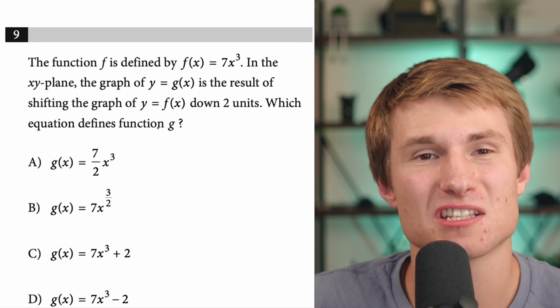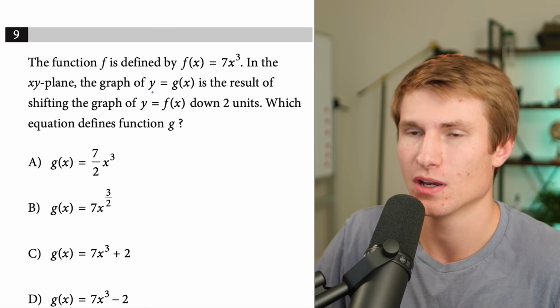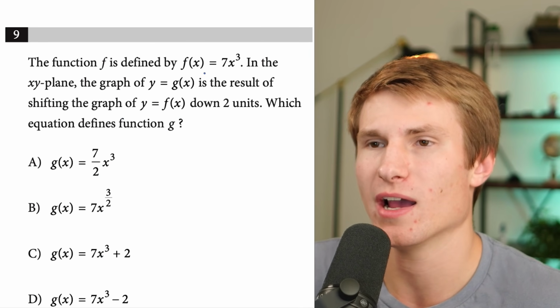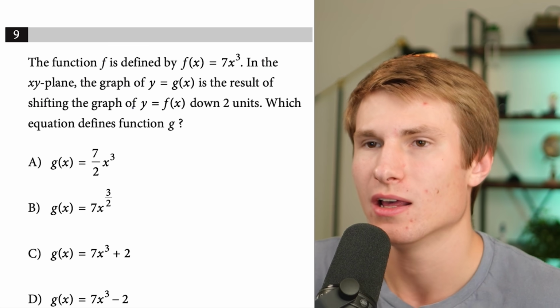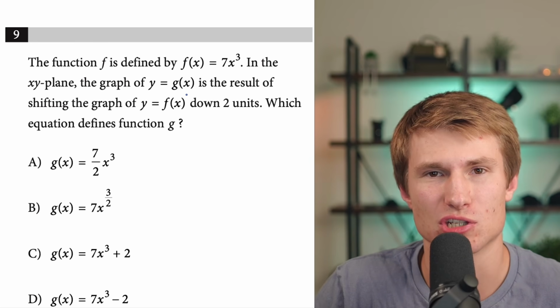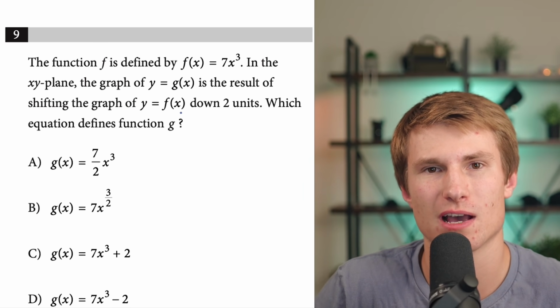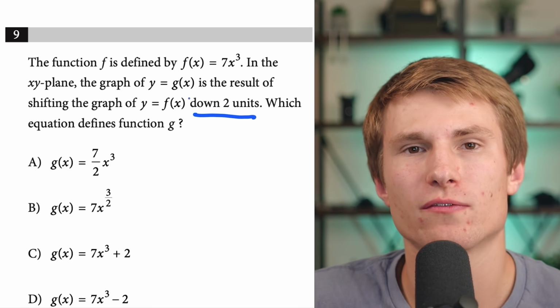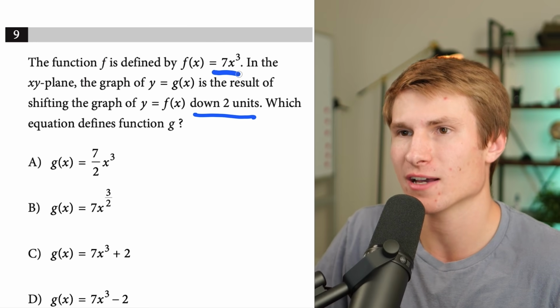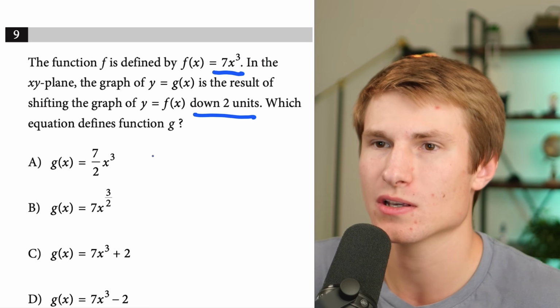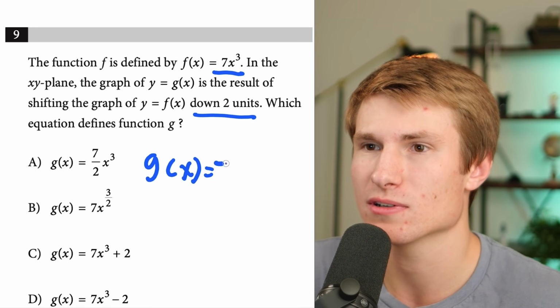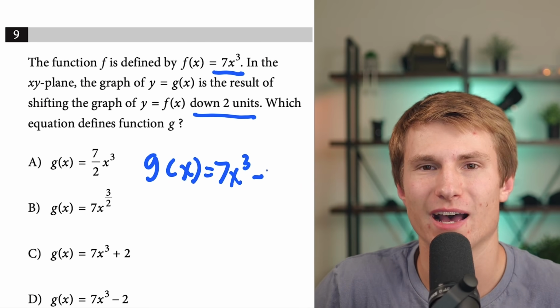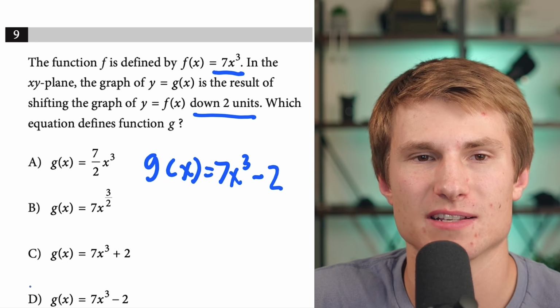Here's how to solve this SAT math question that deals with transformations. Question 9 says the function f is defined by f of x equals 7x cubed in the xy plane. The graph of y equals g of x is the result of shifting the graph of y equals f of x down 2 units. Which equation defines the function g? Well, the function g of x is the same as f of x, except we are moving it down 2 units, which means that g of x will equal 7x cubed minus 2. We can see that that is answer choice D.